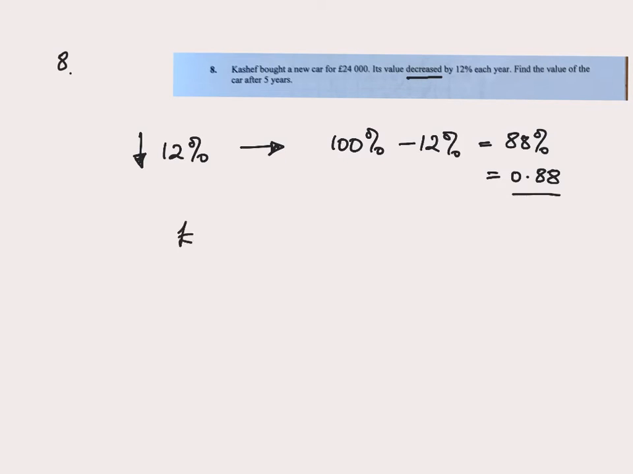We start off with a value of 24,000 multiplied by 0.88 to the power of 5, because we're interested in finding its value after 5 years, and that comes to 12665.57 pence.